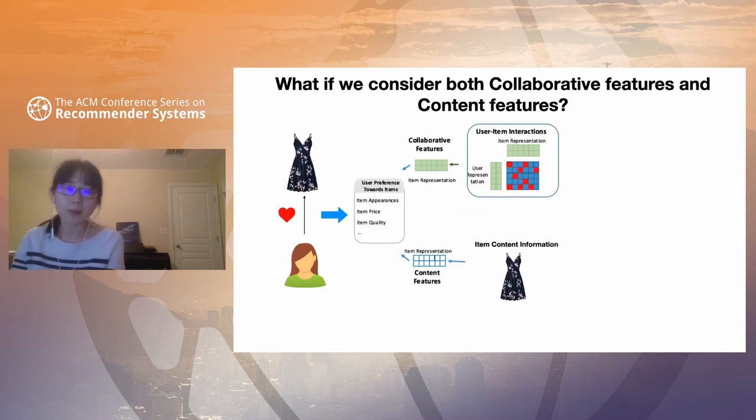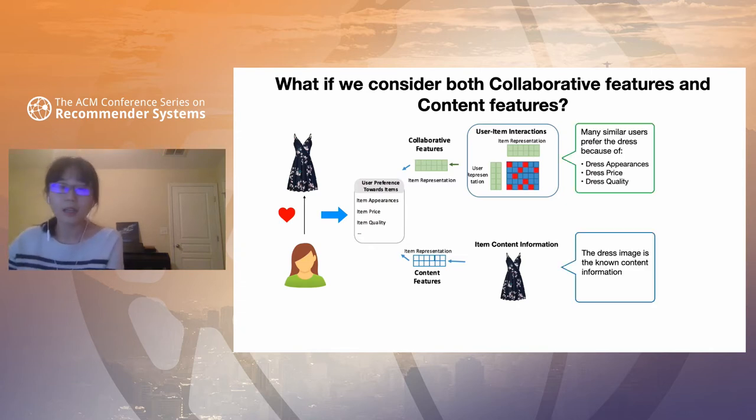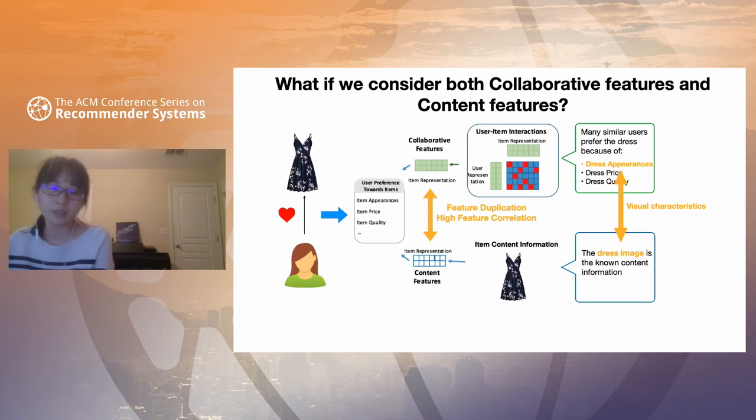Modern recommendations usually consider both collaborative signals and content signals to help improve the recommendation performance. However, the neural features from the two types of information could be highly entangled. For example, the user prefers the dress because of the dress appearance, high price, and high quality. And also there are many similar users who prefer the dress because of the dress appearance and high quality. At the same time, we also want to use the dress image information to help improve the recommendation. In this situation, if we separately consider the collaborative information and content information and directly concatenate the learned collaborative features and content features, the two types of features could redundantly encode the visual characteristics of the dress, leading to the feature duplication and high feature correlation problem.